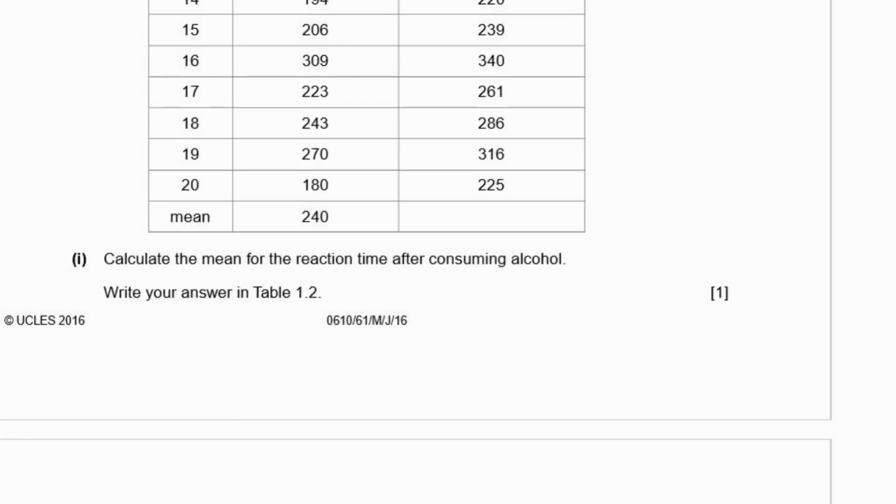1. Calculate the mean for the reaction time after consuming alcohol. Write your answer in table 1.2. Okay, so the mean for before is already written in for you. The mean for after is where you fill it in.